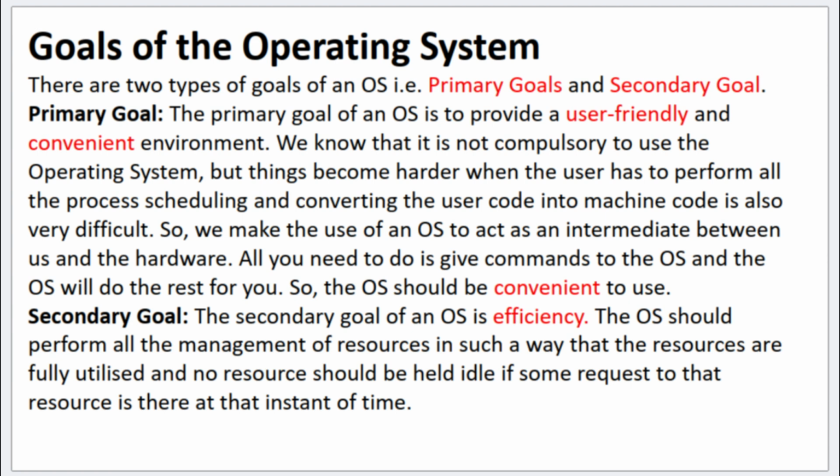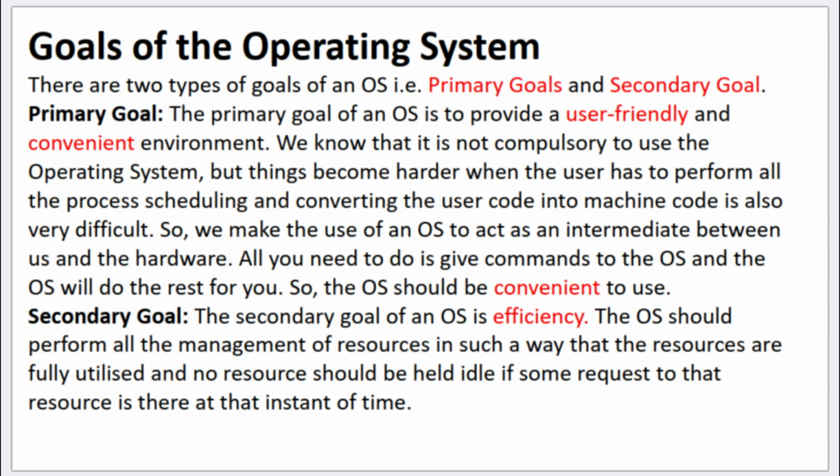We know that it is not compulsory to use the operating system, but things become harder when the user has to perform all the process scheduling, and converting the user code into machine code is also very difficult. So, we make use of an OS to act as an intermediate between us and the hardware. All you need to do is give commands to the OS and the OS will do the rest for you. So, the OS should be convenient to use.